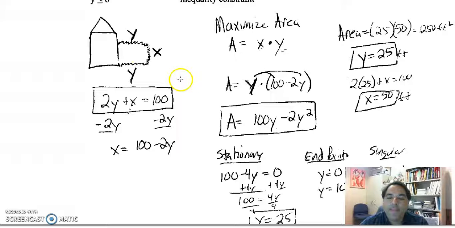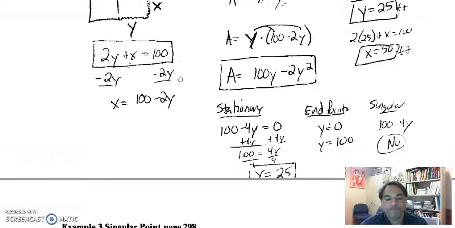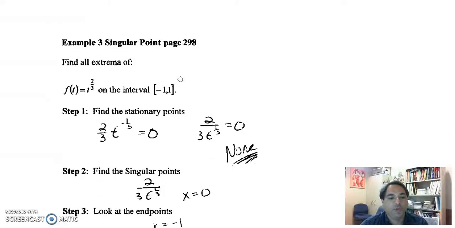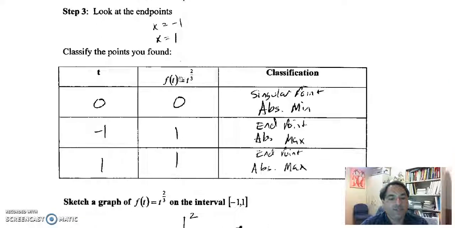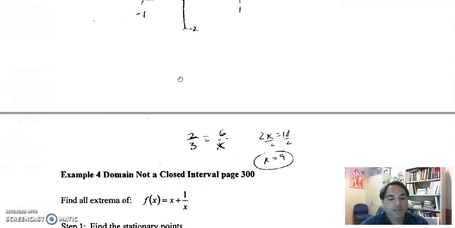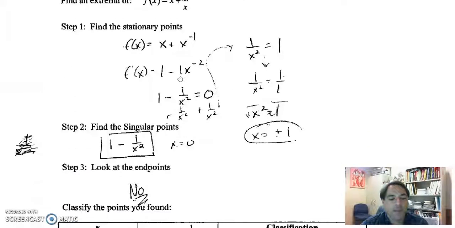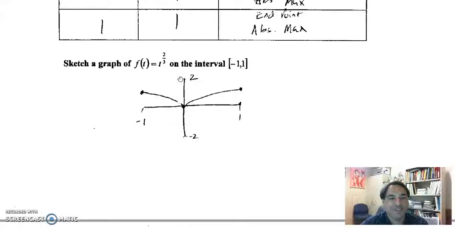Again, this isn't a major problem, but it does give you an example of when we can maximize area. Okay, we're going to do one more example here. Maybe we'll save these two for the next video.